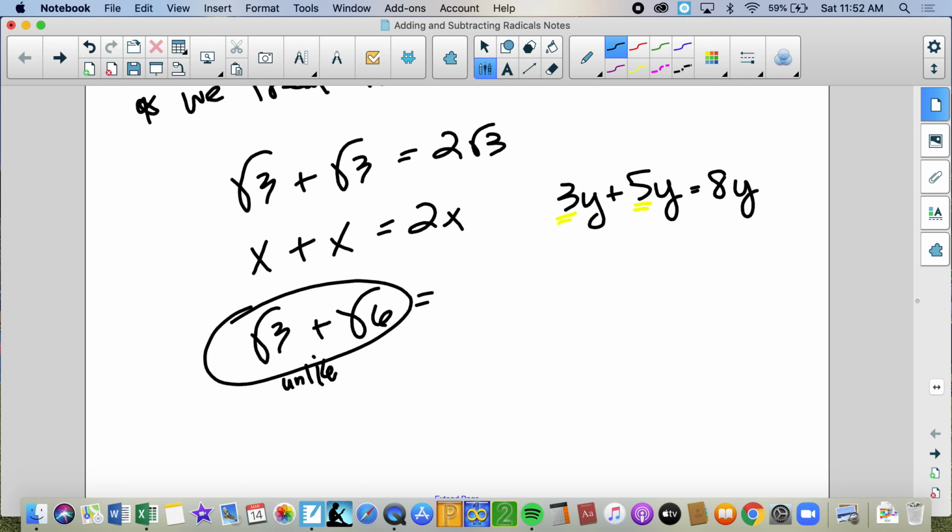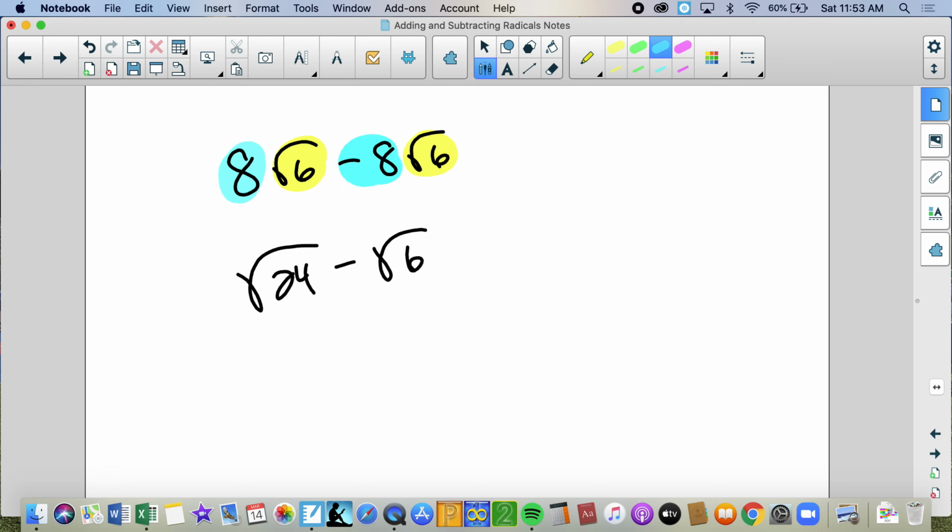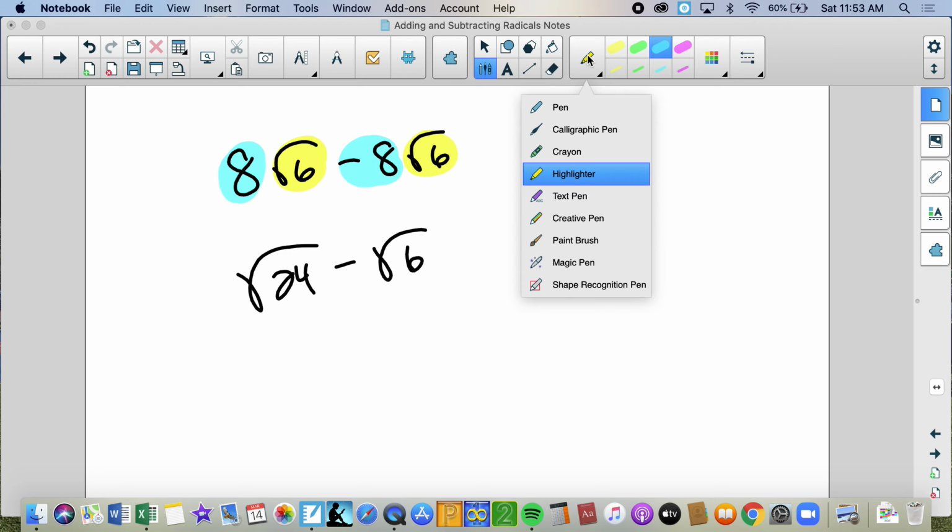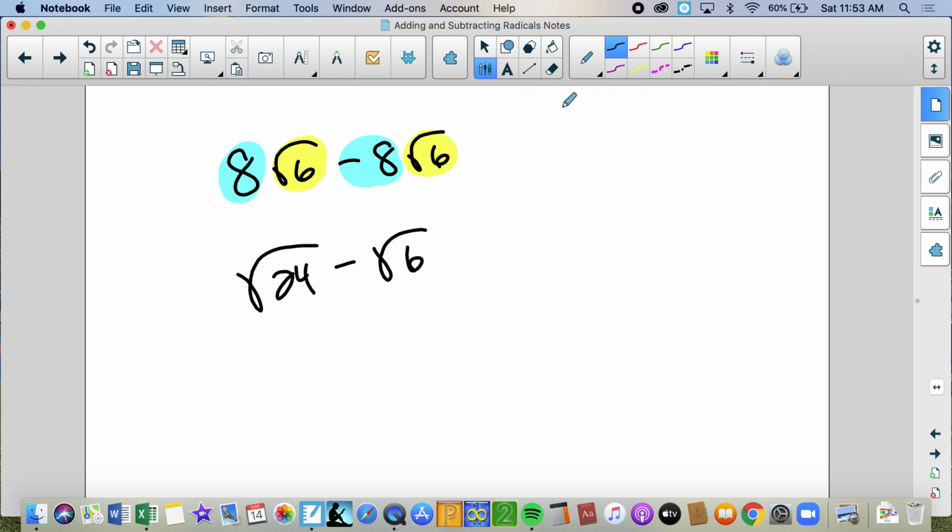If we have 8 rad 6 minus 8 rad 6, we have like radicals, so we can combine their coefficients. The coefficients of both of these radicals are 8 and negative 8. 8 minus 8 is 0, so we would know that this would simplify to 0, not 0 rad 6. Remember, the coefficient is multiplying that radical. So when we see 8 rad 6, it is 8 times rad 6, and we can multiply those two.